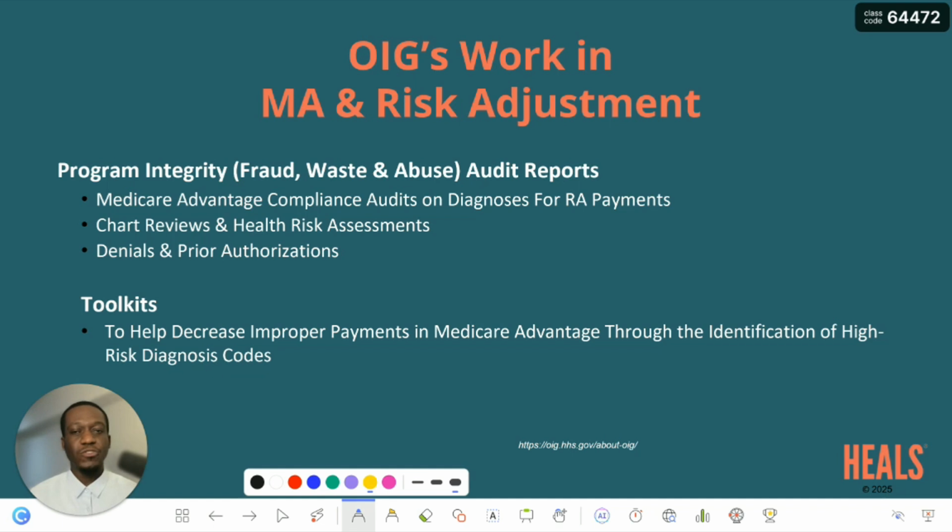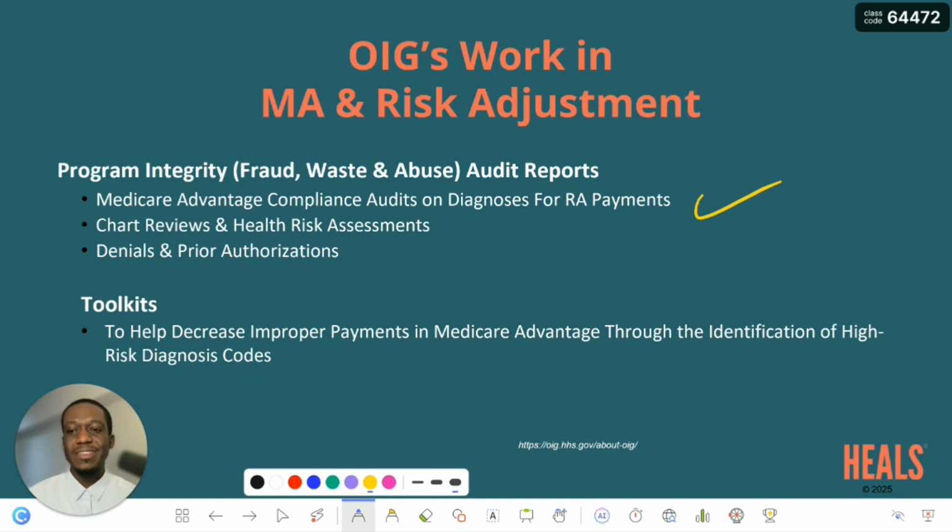OIG's work in the Medicare Advantage risk adjustment space is very common. And if you work in Medicare Advantage risk adjustment, you will see OIG reports all the time. If you're new to this, be ready because you will see a lot of talk about the OIG. There are several resources that the OIG produces pertaining to fraud, waste, and abuse and audit. For example, in the Medicare Advantage space, you will see compliance audits on diagnoses that are used for risk adjustment payments, which there have been a lot of reports. The OIG has several reports on chart reviews and health risk assessment, and also for denials, prior authorization. These are beyond MA risk adjustment, but they all fall within Medicare Advantage, which falls within the CMS's purview.